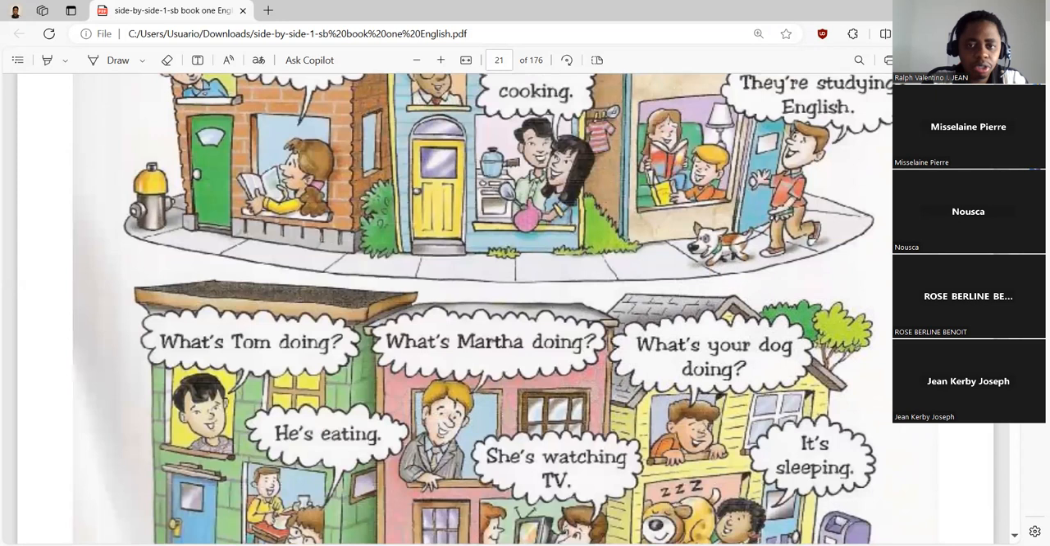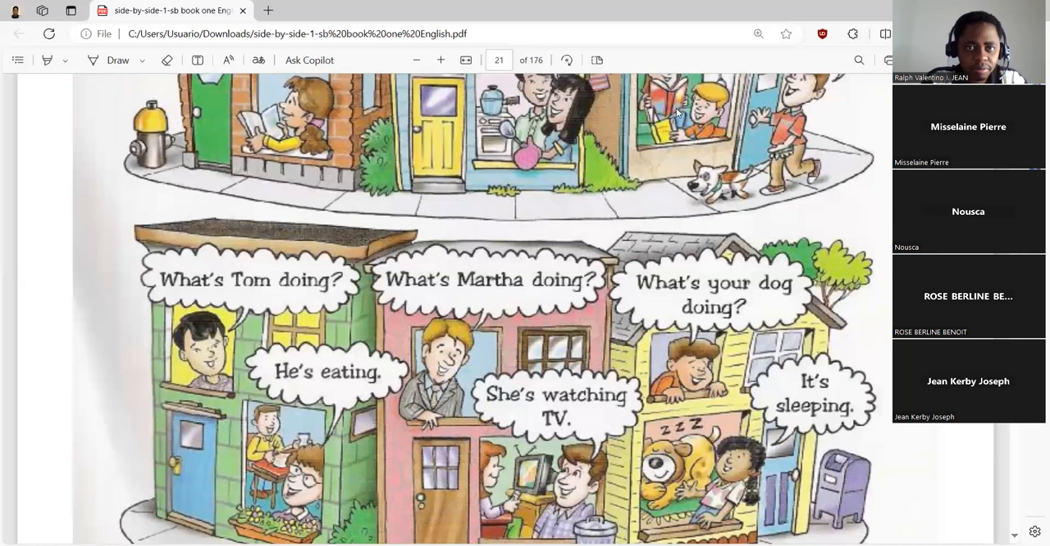What's Tom doing? He's eating. What's Martha doing? She is watching TV. She's watching TV. To watch, qui signifie regarder, voir parfois, ou surveiller parfois, dans certains contextes bien déterminés. To watch, comme ça. On l'a ici déjà. Watch, cela veut dire regarder, surveiller, etc.